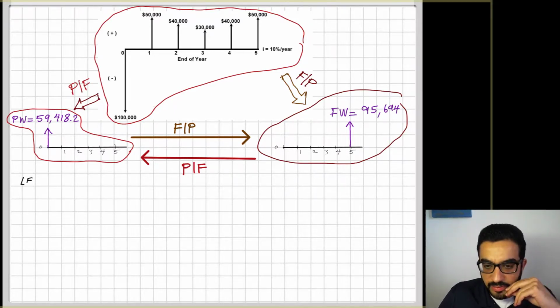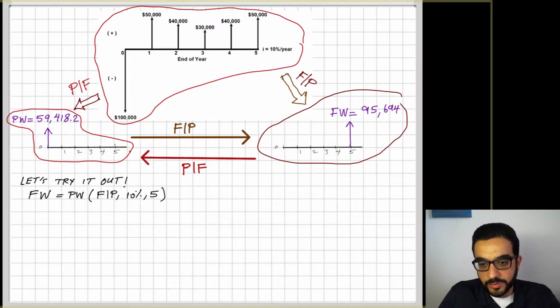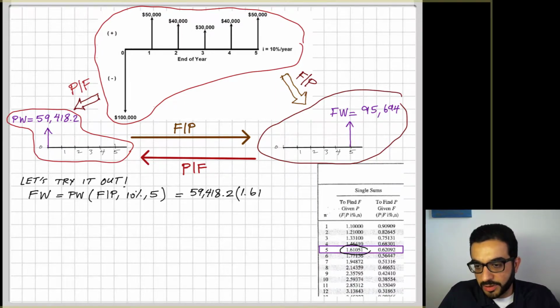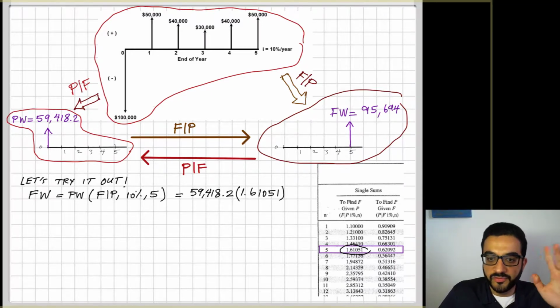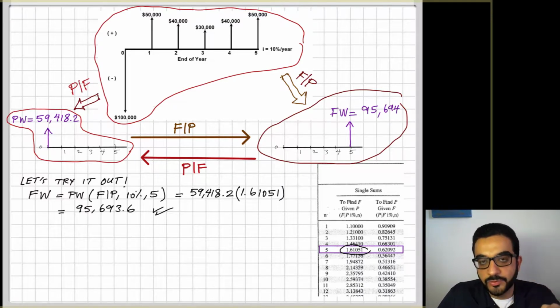How to prove that? Let's play dumb and say, if I have the present worth, let's calculate the future worth. The present worth I did the long way, like we've seen before. Now I'm using the F given P factor, and the difference between the present and the future is the lifespan of this cash flow, which is 5. So from the tables, it's 1.61051. And if you do the calculations here, it gives us a value pretty close to the future value that I calculated the long way.